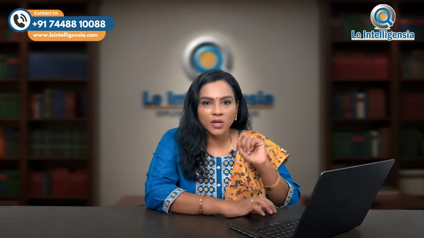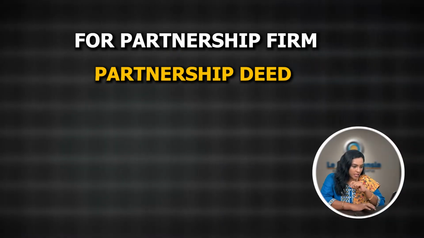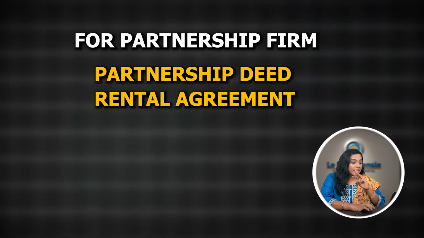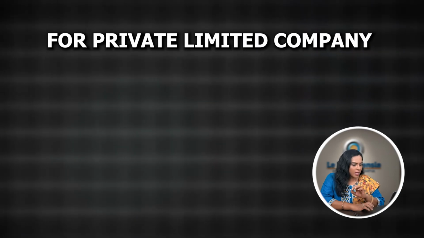Let me see what are all the documents required. For a partnership company, you actually require a partnership deed, a rental agreement and the PAN card and Aadhaar card of all the partners. For a private limited company, you don't have to buy a business PAN card separately.